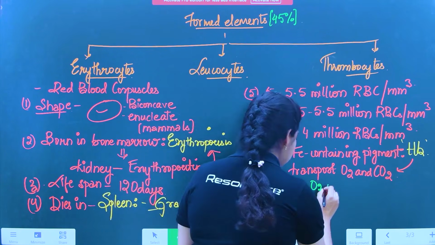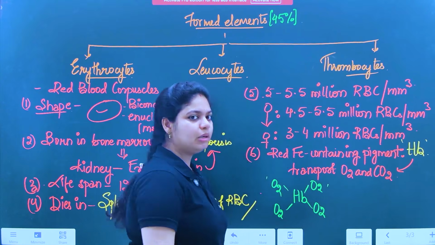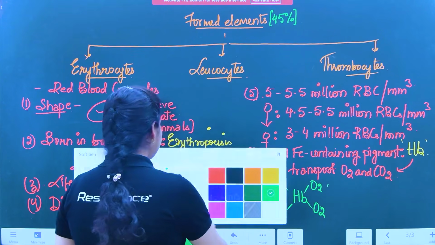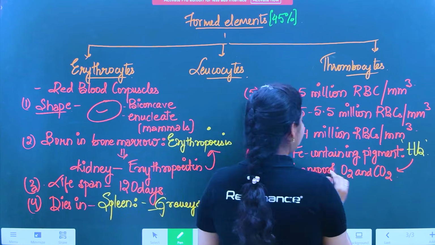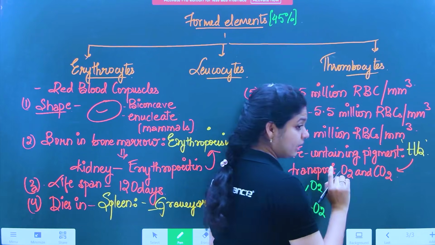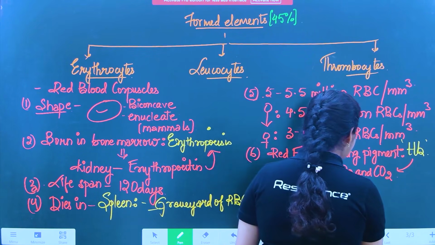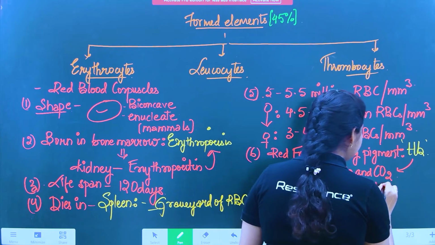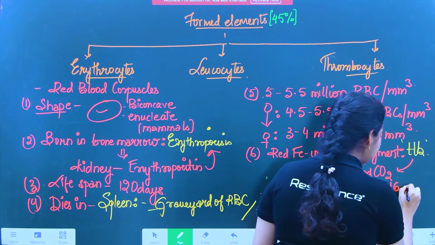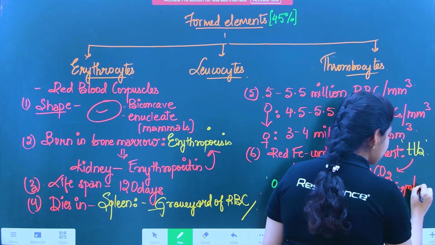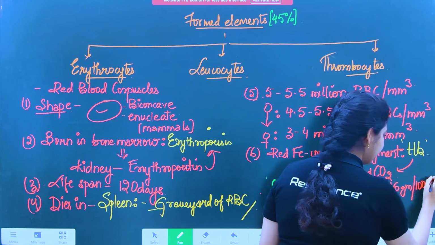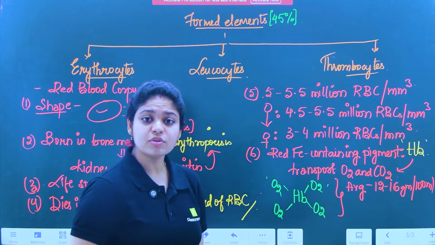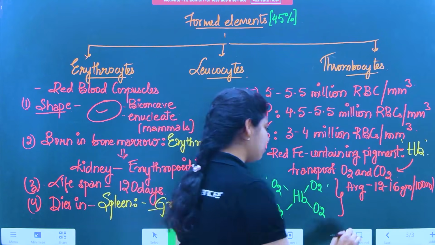So what is it? It is nothing but oxyhemoglobin. Okay, next, hemoglobin percentage. How much on an average is the hemoglobin percentage? 12 to 16 grams per 100 ml.